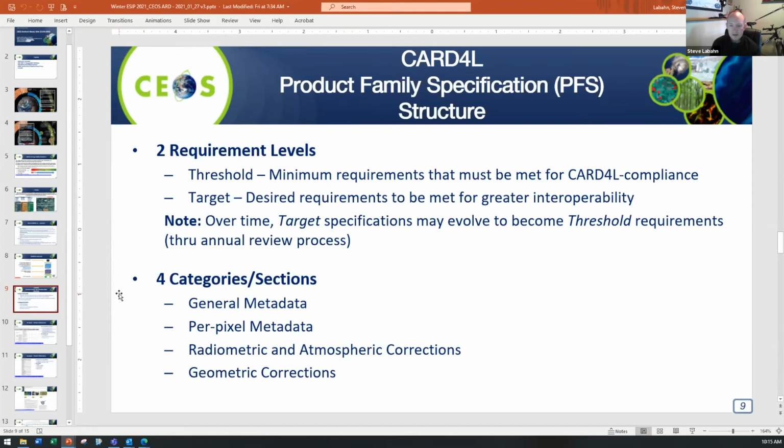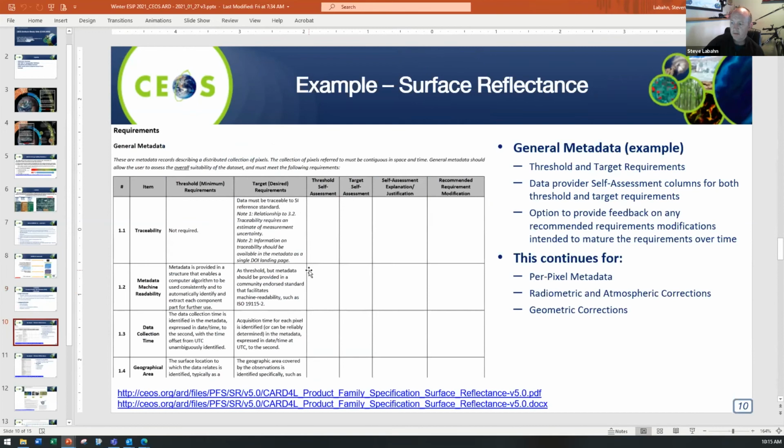Within the specifications, there are four categories, one on general or scene level or granular level metadata. Then there's a per pixel metadata section. And then we get into radiometric and atmospheric corrections and geometric corrections. Here's a quick snapshot of what that looks like. I just picked out one section.